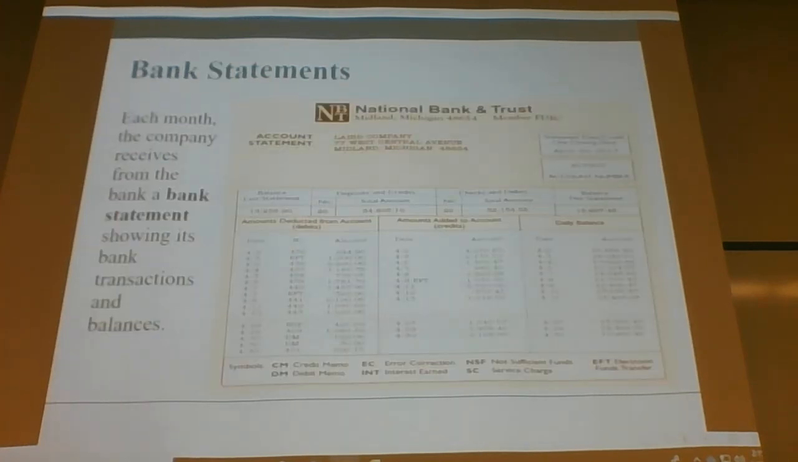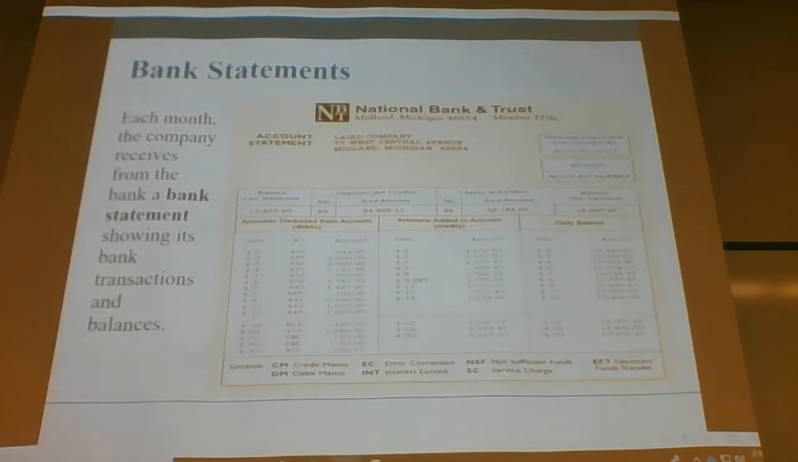So this is a bank statement, or at least the first page of a bank statement. And not everybody gets these through the mail anymore. Oftentimes you are just going to be looking at this online, which is in a lot of ways better because you don't have to wait a full month to get the statement. You can get a statement at any point in time. But this is an example of a paper statement, end of the month.